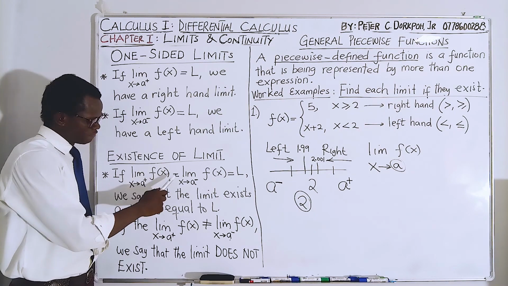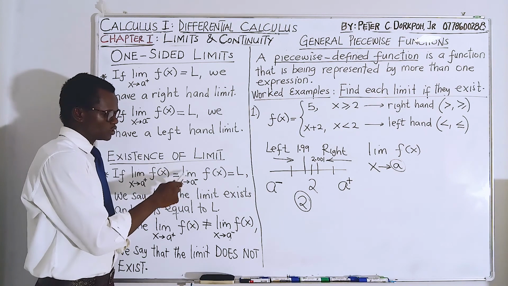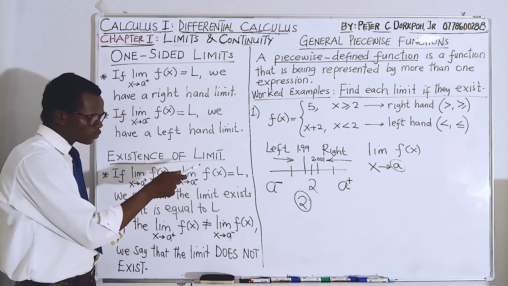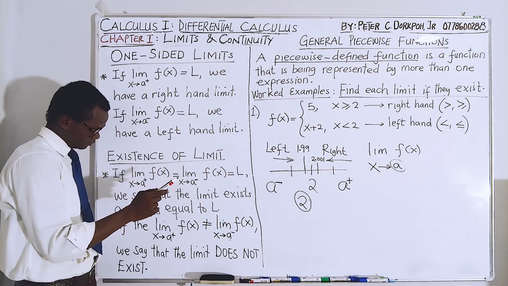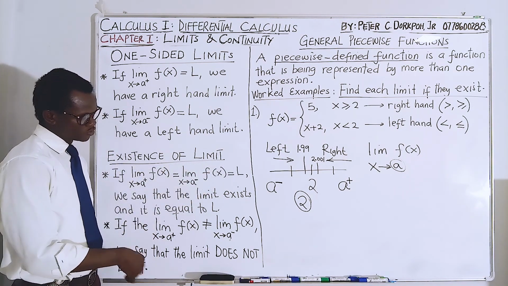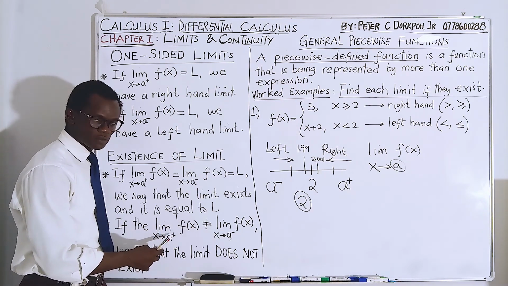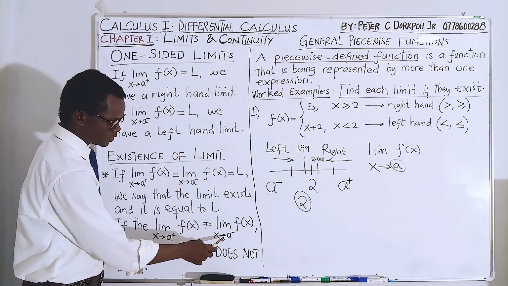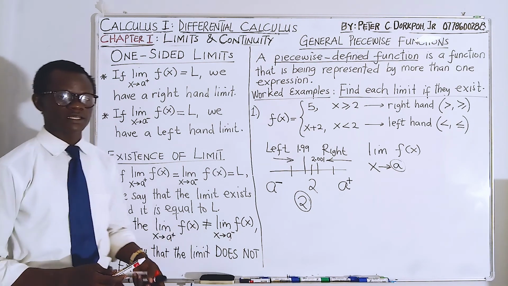So we said when the limit of f of x as x approaches a from the right is equal to the limit of the function as x approaches a from the left, equal to one value L, we say that the limit exists and it is equal to L. When the opposite happens, that is, when the limit as x approaches a from the right is not equal to the limit as x approaches a from the left, we say the limit does not exist.